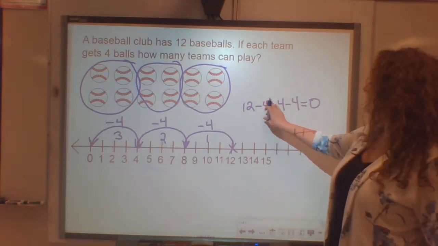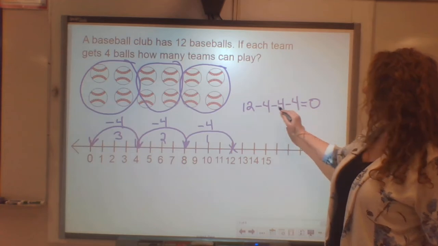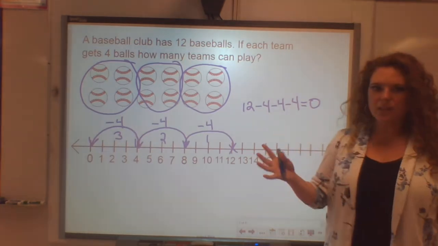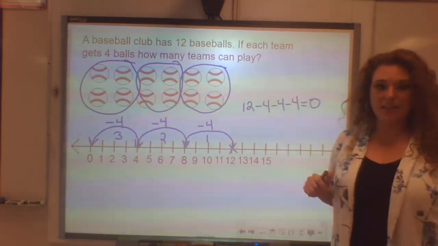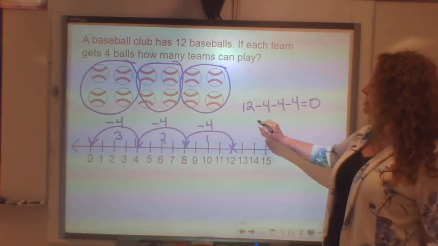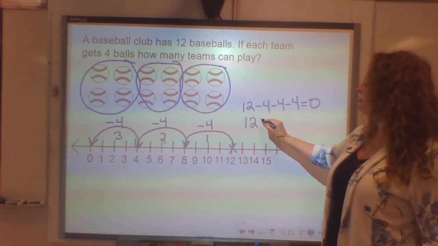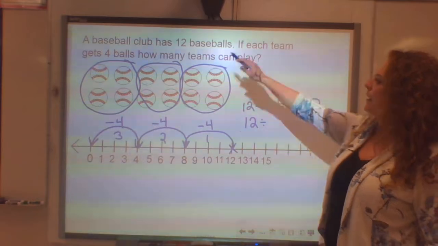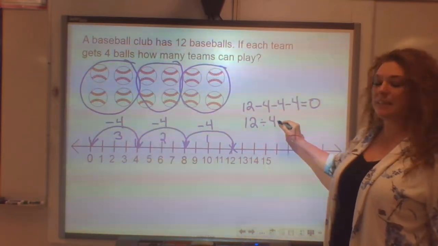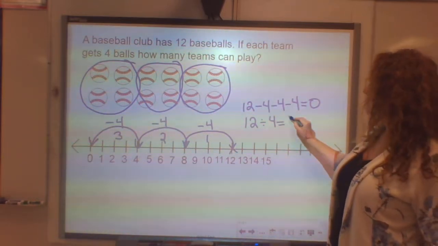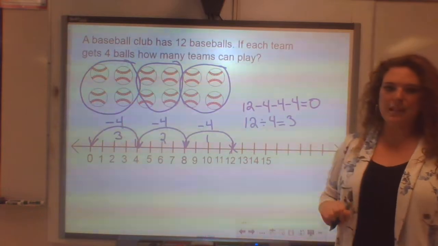But now I can look and I can count. I have 1, 2, 3 times that I subtracted 4. My division sentence will look like 12 divided by 4 balls per team equals 3 teams being able to play.